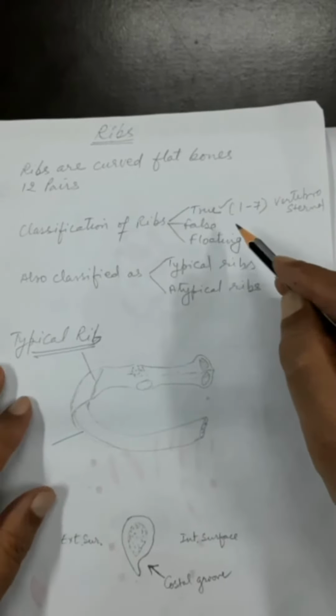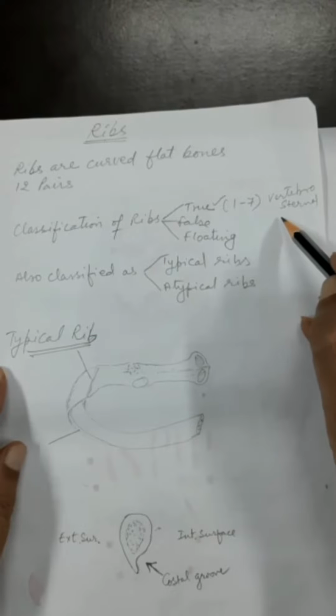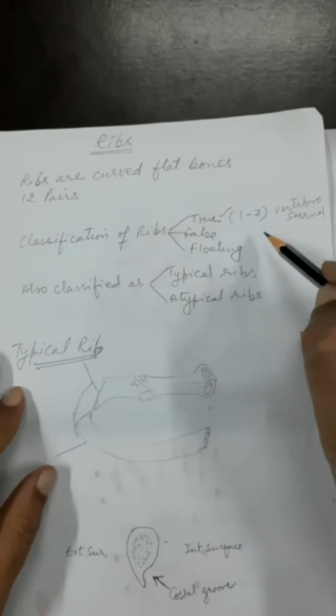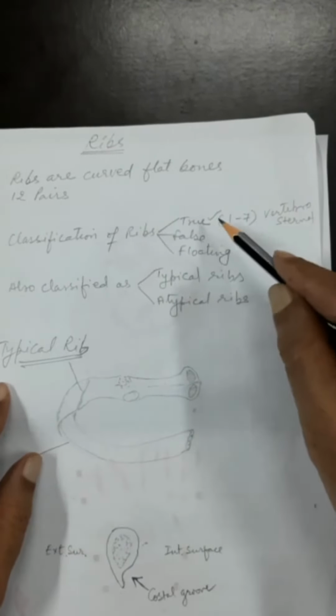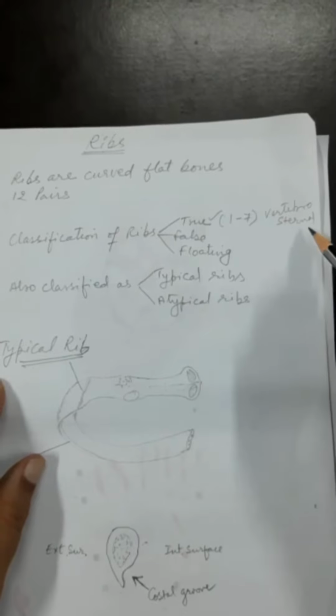Their anterior end, through the costal cartilage, is attached to the lateral margin of the sternum on either side. That's why the first 7 ribs, 1 to 7, are the true ribs, because they articulate directly with the sternum through the costal cartilages.